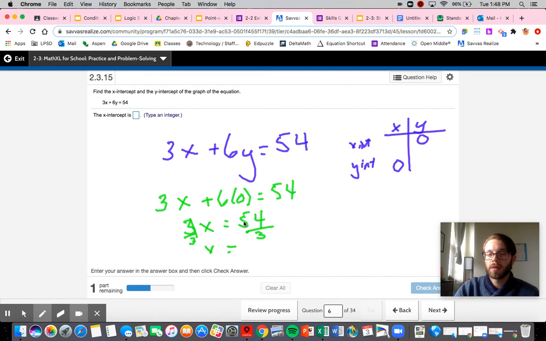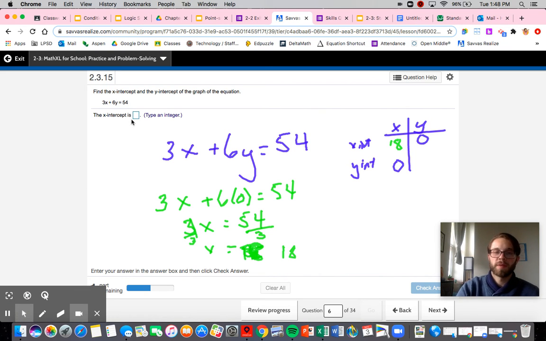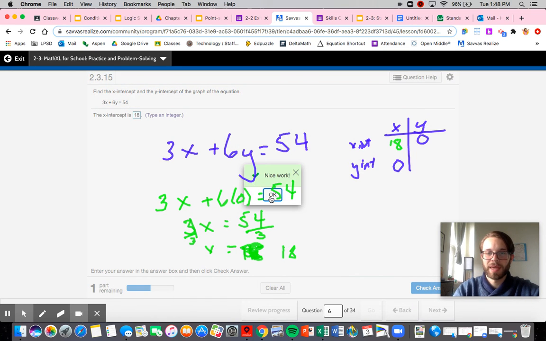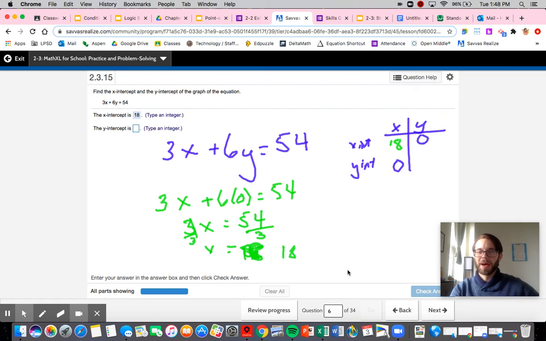it should be 16. Nope, 18. Sorry, I did my math wrong. It should be 18. All right. So the x-intercept here is 18, 0. All right. And if we double check that, make sure we did our math right. Okay, good. I did it right that time.